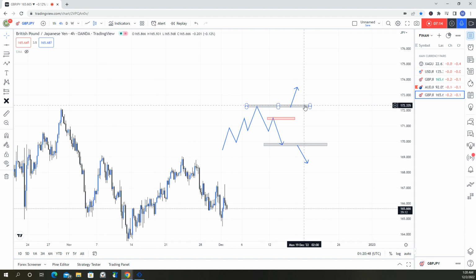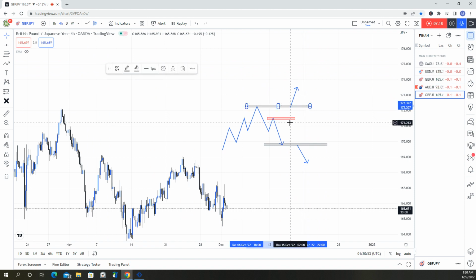So these are the levels that we said. Gray box, major level, red box, minor level. We don't play with the red box, we play with the gray boxes. So we're gonna go to the market now and I'm gonna show you. Let's delete this.